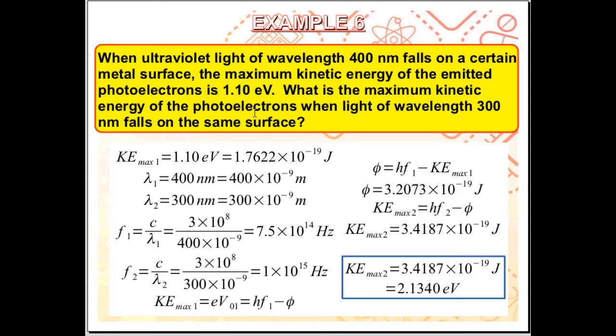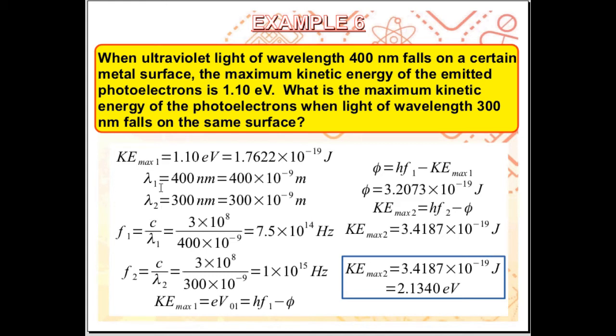1.10 electron volts, or 1.7622 times 10 to the negative 19 joules. For the first light, we have the wavelength lambda 1, 400 nanometers, or 400 times 10 to the negative 9 meters. For the second case, the second light, wavelength lambda 2, 300 nanometers, or 300 times 10 to the negative 9 meters.